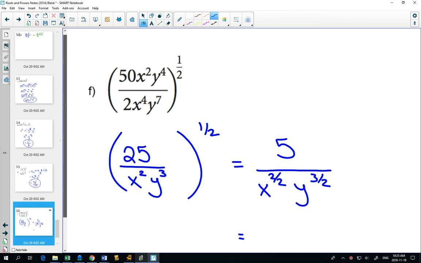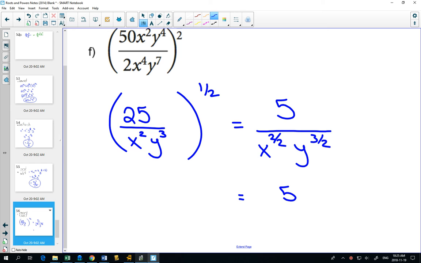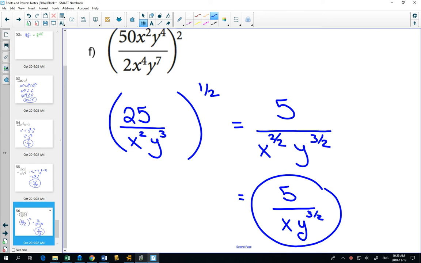So my final answer here, when I simplify this, will be 5 on the top. x to the 2/2 is just x, times y to the 3/2.